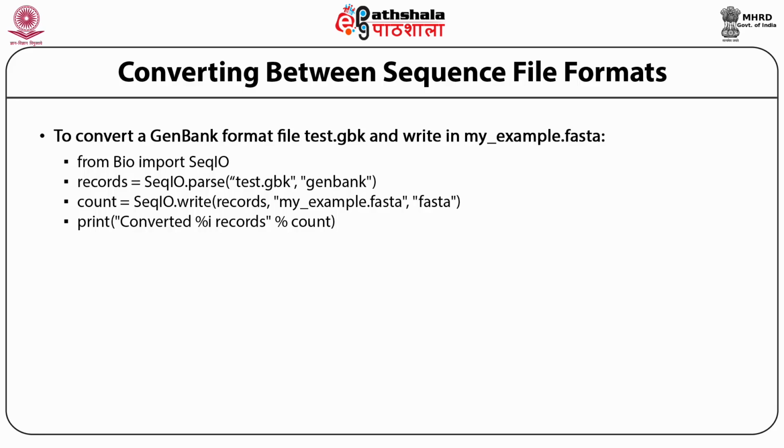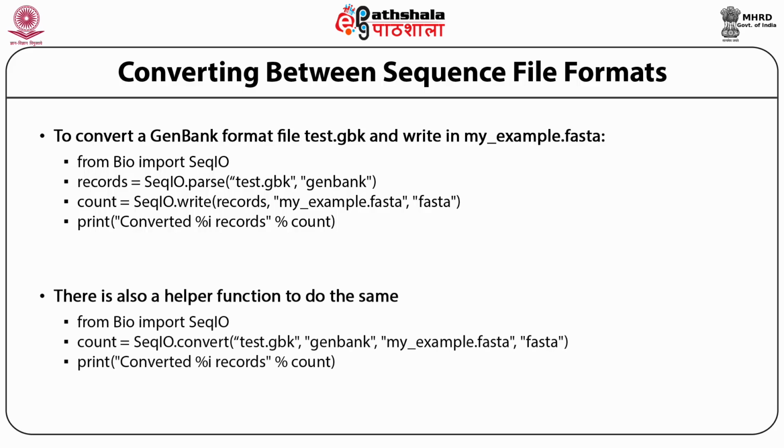I just say from Bio import the SeqIO module. We have seen that already. I store the result in records with SeqIO.parse, the actual file name test.gbk that contains the sequence in GenBank format, and then I give the format, genbank. Then I say count equals SeqIO.write, writing the records to my_example.fasta in FASTA format, and then I can just print them with the usual Python convention. I say print converted sequences. So this will convert the GenBank sequence into FASTA sequence and then print that.